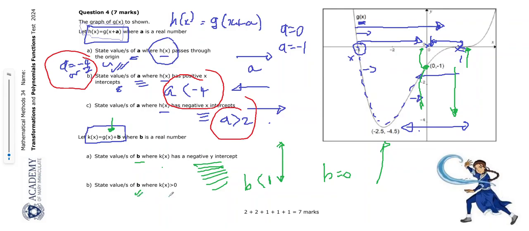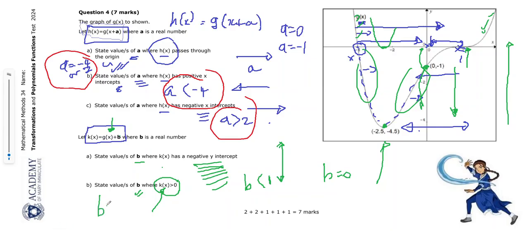State the values of b where k of x is bigger than 0. So the whole graph is bigger than 0. At the moment, this is bigger than 0, and this over here is bigger than 0, but all of these are not. So I need to move the graph up so that the lowest point, which is this point here, ends up being higher than the x-intercept. So if I moved it up 4.5, then I would have this touching at this point here. So I need to move it up more than 4.5. So b is going to be bigger than 4.5 so that this curve is fully above the x-axis.